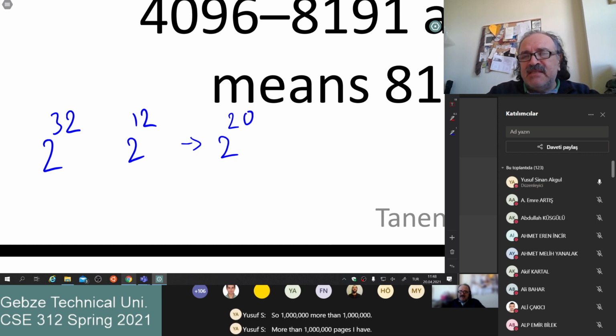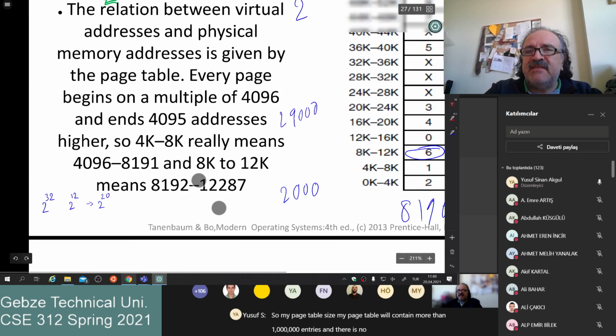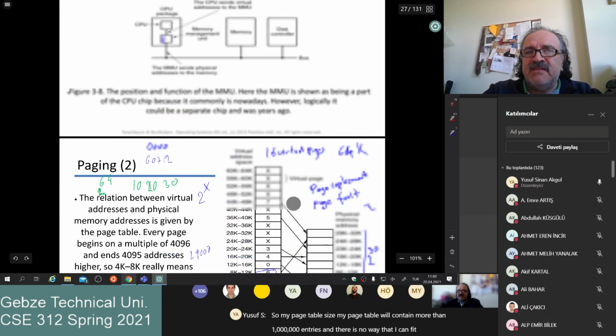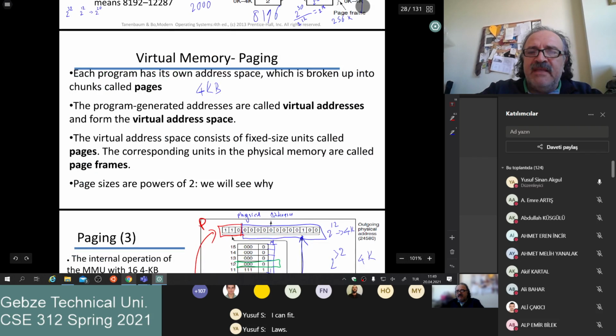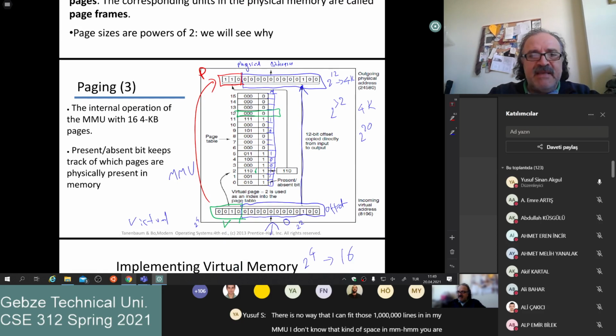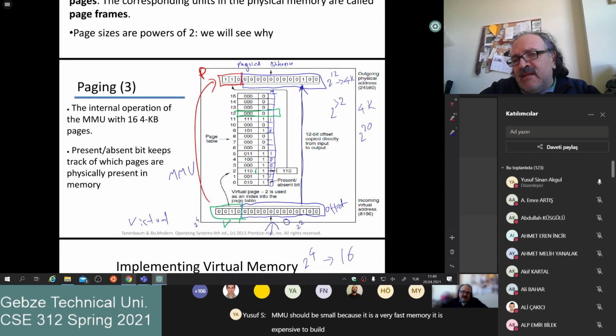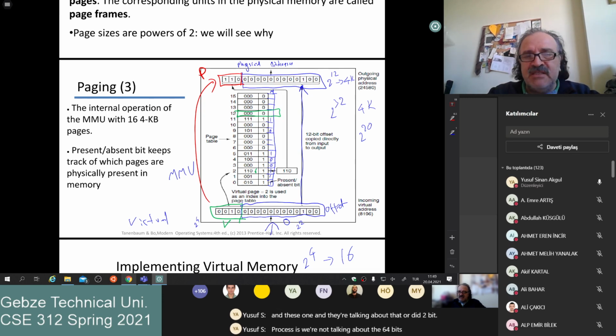So my page table will contain more than 1 million entries, and there is no way that I can fit those 1 million lines in my MMU. I don't have that kind of space in MMU. MMU space is expensive. Any memory that you use in MMU should be small because it is a very fast memory. It is expensive to build. And we are talking about the 32-bit processors, not 64 bits. In 64 bits, it is even worse. Okay. So what are we gonna do?